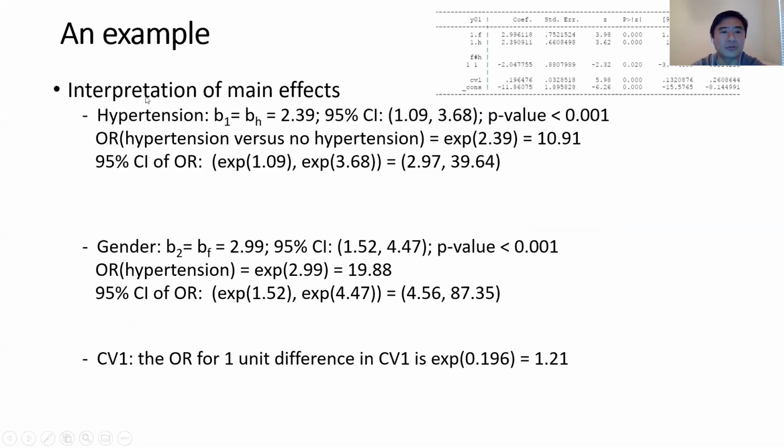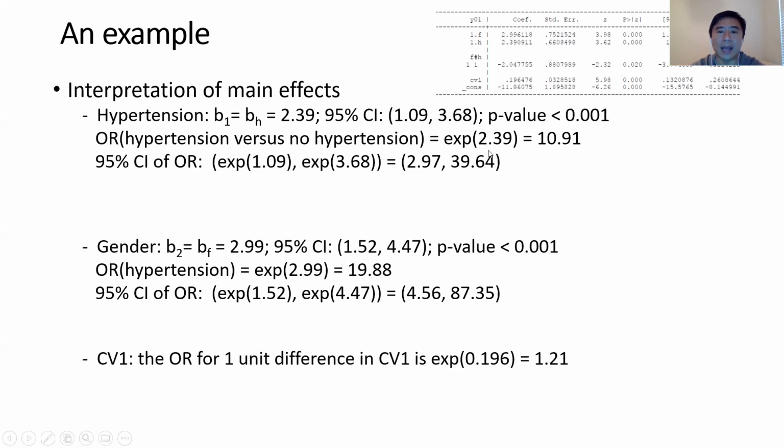All right, here we want to do the interpretation of the main effects, and also the evaluation of the interaction terms. So again, I post that output. The main effect of hypertension is given by this coefficient 2.39 with 95% confidence interval from 1.09 to 3.68 with a p-value less than 0.001. Again, 0.000 really means less than 0.001 because they have 3 digits here. And then we can easily calculate the odds ratio, because the odds ratio is the exponential of the coefficient. The coefficient is the log of the odds ratio.